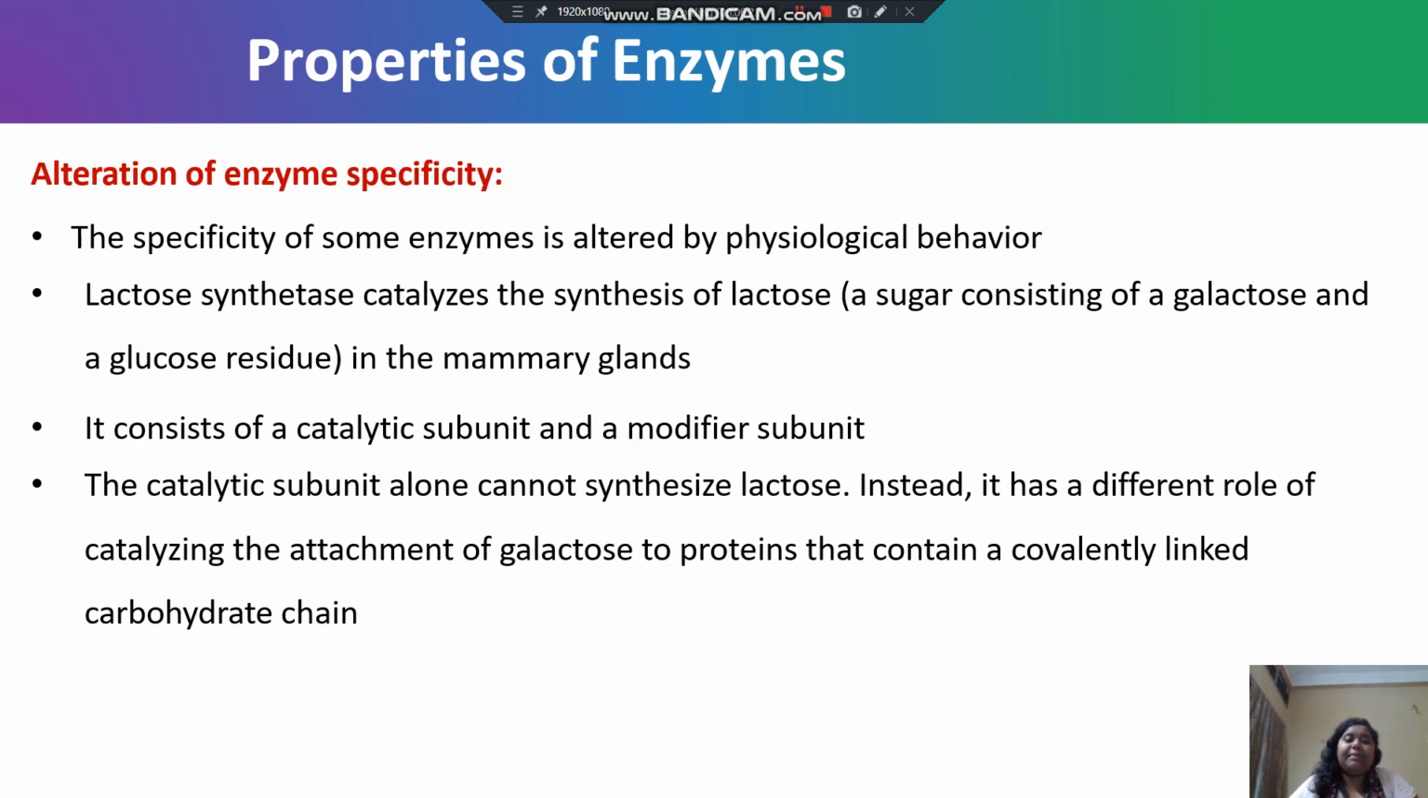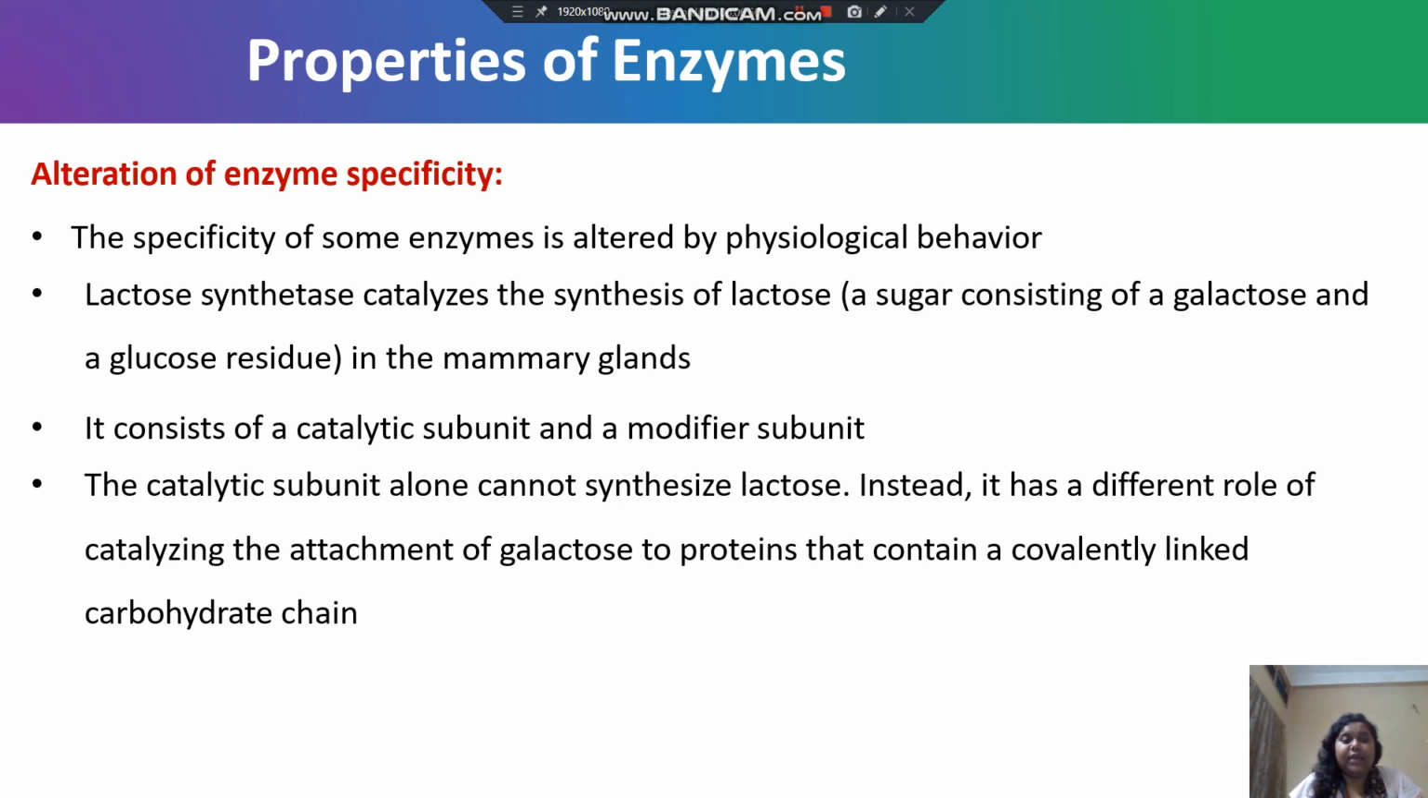Now, alteration of enzyme specificity. The specificity of enzymes is altered by physiological behavior. So, we can discuss lactose synthetase. It catalyzes the synthesis of lactose, a sugar consisting of a galactose and a glucose residue, in the mammary glands. It consists of a catalytic subunit and a modifier subunit.